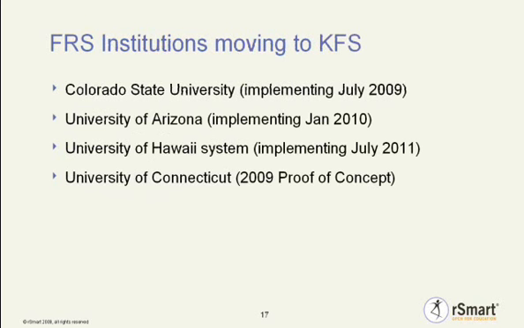Now, some of the early movers, because we're just now at the point where we have the code for the complete KFS, would be Colorado State University. These are all FRS institutions. They're implementing July of 2009, which is just about here. University of Arizona is engaged in an implementation right now, and they expect to be up and running January of 2010. The University of Hawaii, with all of its 10 campuses, is aiming for July 2011.